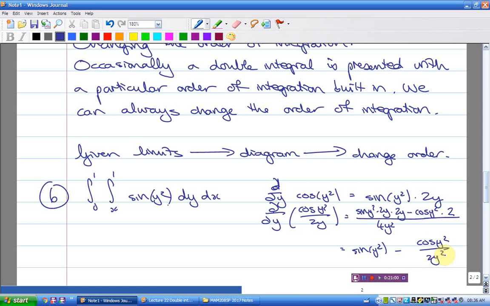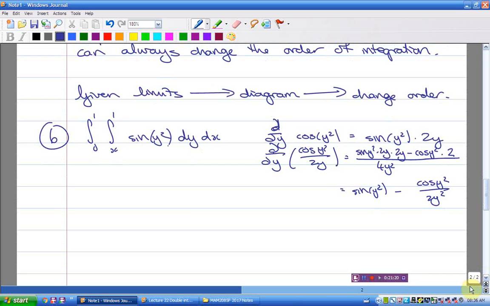So by dividing by 2y, we have got one term that looks like what we want it to look like, but now we've gained this other term with some quite heavy baggage that we don't want at all. Bottom line is, we can't actually integrate sin(y²) with respect to y. So we need to change the order of integration.